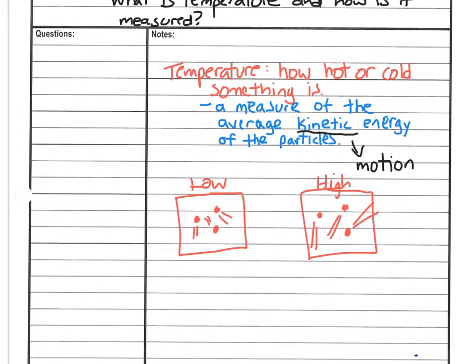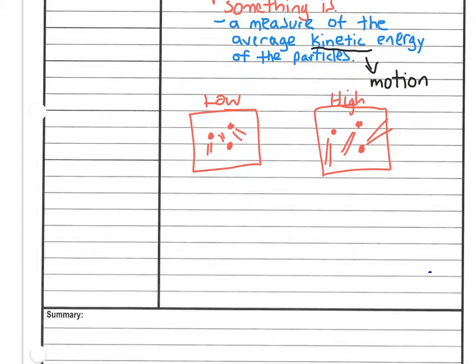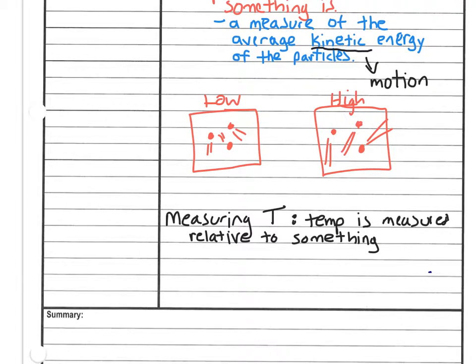So when it comes to measuring temperature, that's kind of a tricky situation. We're going to jot a little bit about that right here. Measuring temperature, which I'm going to put T for temperature. Temperature is kind of difficult to measure, so we use a couple of scales, but the reason we do that is because temperature is measured relative to something.